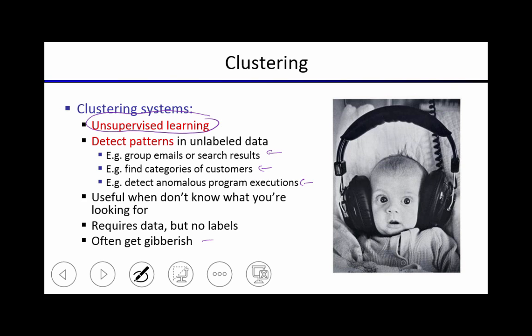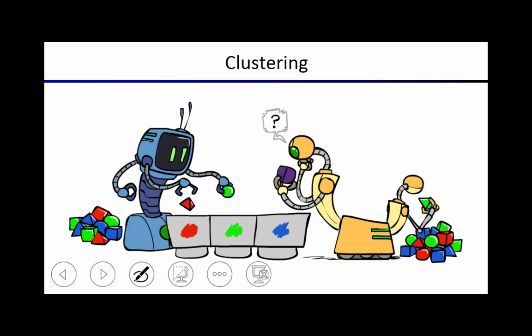Often you get out gibberish. It's part of the deal here because you're not supervising it. You're not telling it what you're looking for. You're just saying, cluster my data into groups, right? All right, so the simplest thing, of course, would be something where you just cluster by color, and we'll use that as an illustration as we go along, but really you don't know what you're looking for.